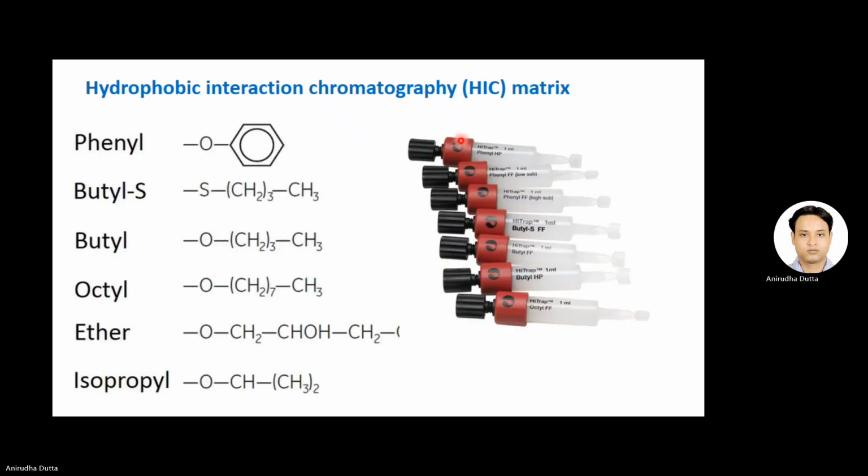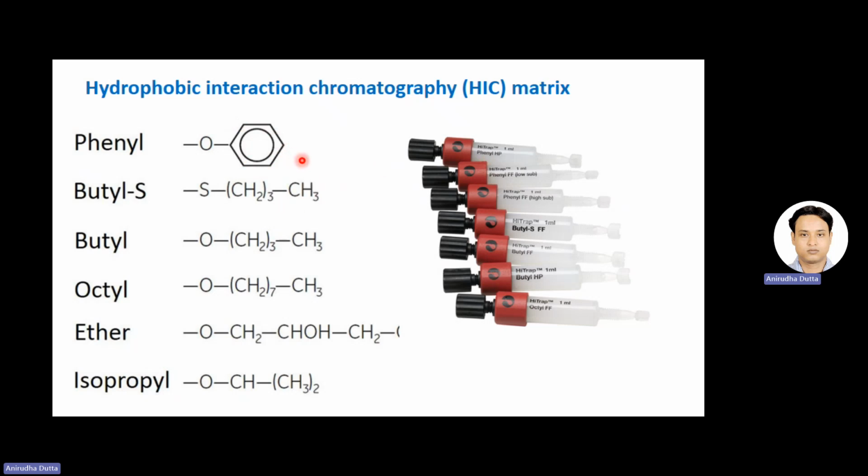These are the different hydrophobic ligands which are possible, which we can use as a hydrophobic matrix. We can have a phenyl group, a butyl group, an octyl group, an isopropyl group, and all these groups we can use as hydrophobic ligands. You can see these are hydrocarbons, so they would have hydrophobicity, and they can interact with the hydrophobic part of the protein.